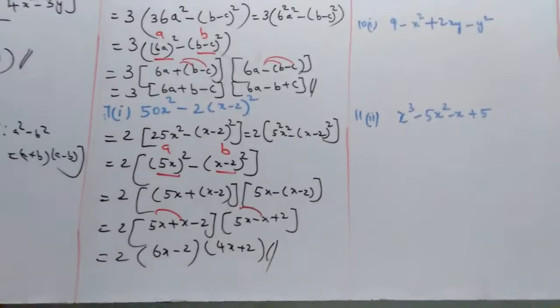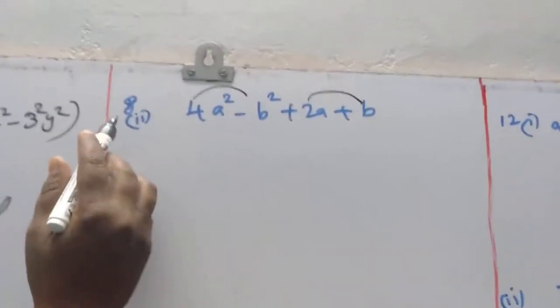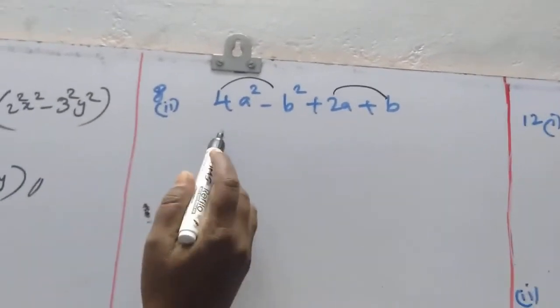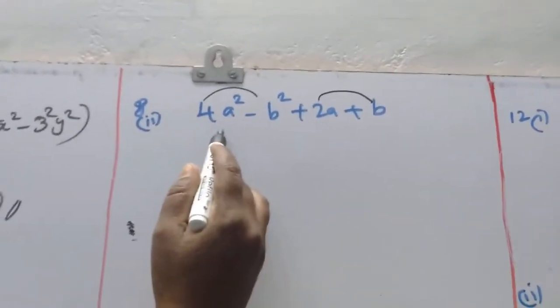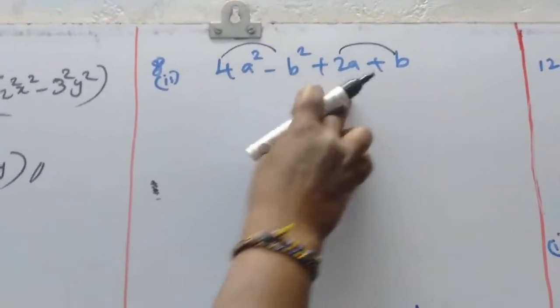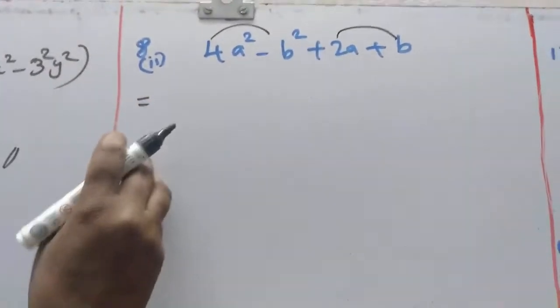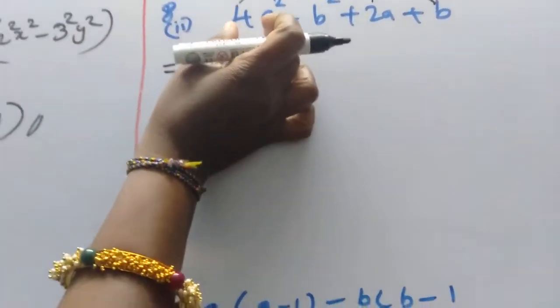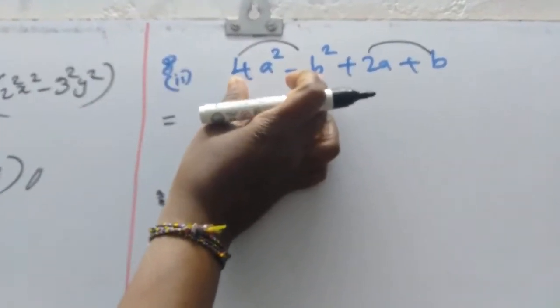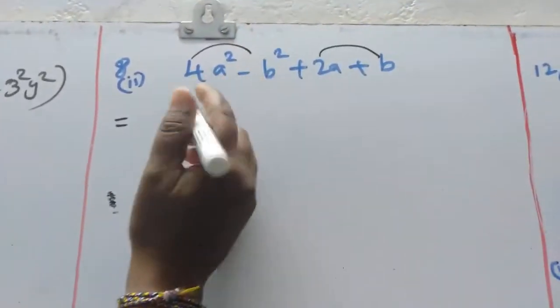So this is the solution of question number 7, first subdivision. Our next question is question number 8, second subdivision. The question is 4a square minus b square plus 2a plus b. So there are 4 terms used here. What we are going to do for factorizing this one is take these 2 terms and these 2 terms. We are going to pair these 2 terms.